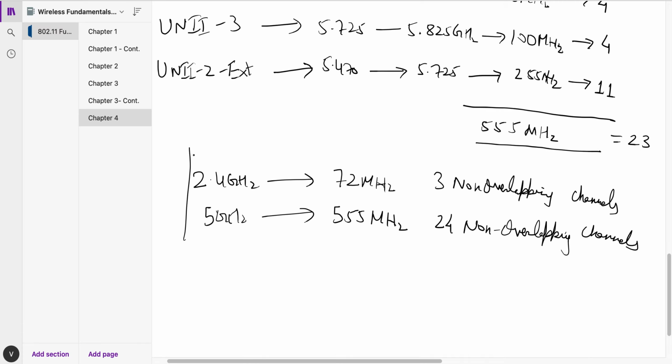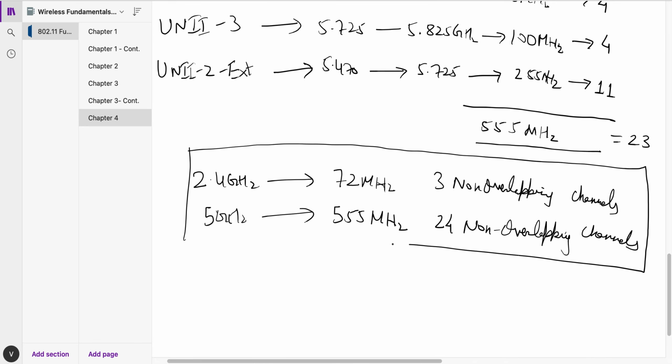That is why 5 gigahertz is extremely spacious. The spectrum available for us to send data is almost 8 times what is available in 2.4, and also it is free from all the disturbances like Bluetooth, microwave, and baby monitors, etc. That is why we always prefer 5 gigahertz communication. We always prefer clients or networks to be deployed on 5 gigahertz now and not on 2.4 gigahertz. This is a clear example of why we do that.